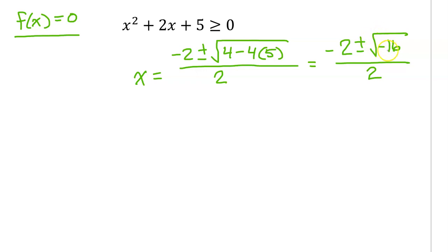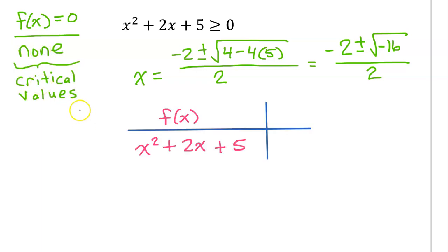Again, you can't take the square root of a negative number. That's imaginary. That means that we have no critical numbers. The lack of critical values means that f of x does not equal 0 anywhere. It will either be negative everywhere or positive everywhere. So let's just plug in 0 and see what happens there. If we plug in 0 for these x's, these terms will be gone, leaving positive 5.